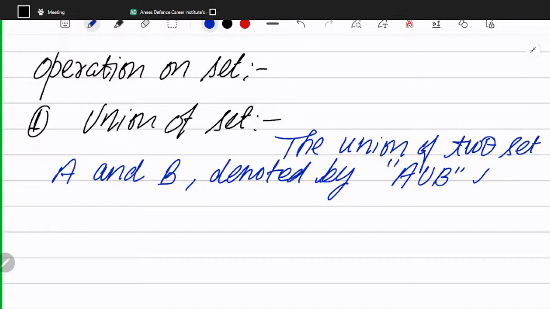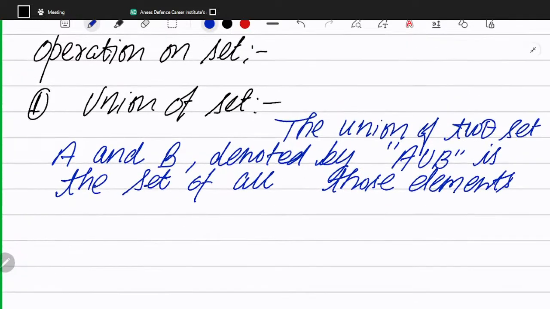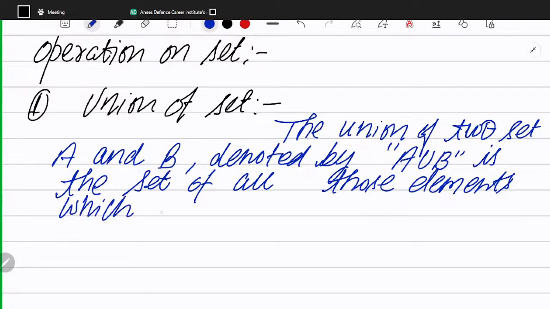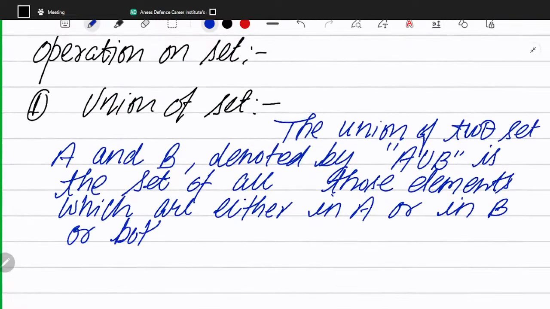is the set of all those elements which are either in capital A or in capital B or in both capital A and capital B. Basically, A union B is also a set in which the elements are from capital A or from capital B or from both capital A and capital B. These elements lie in A union B.